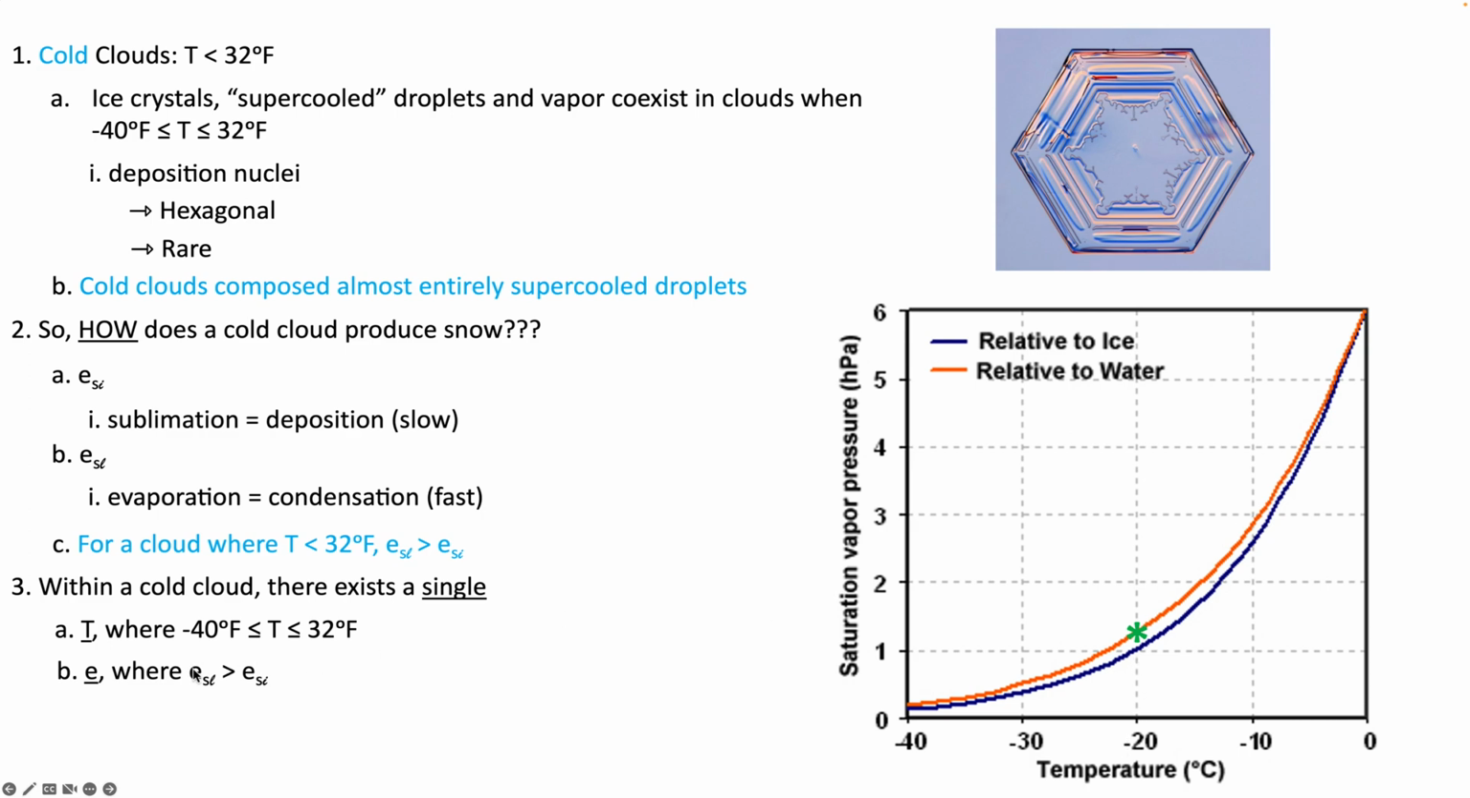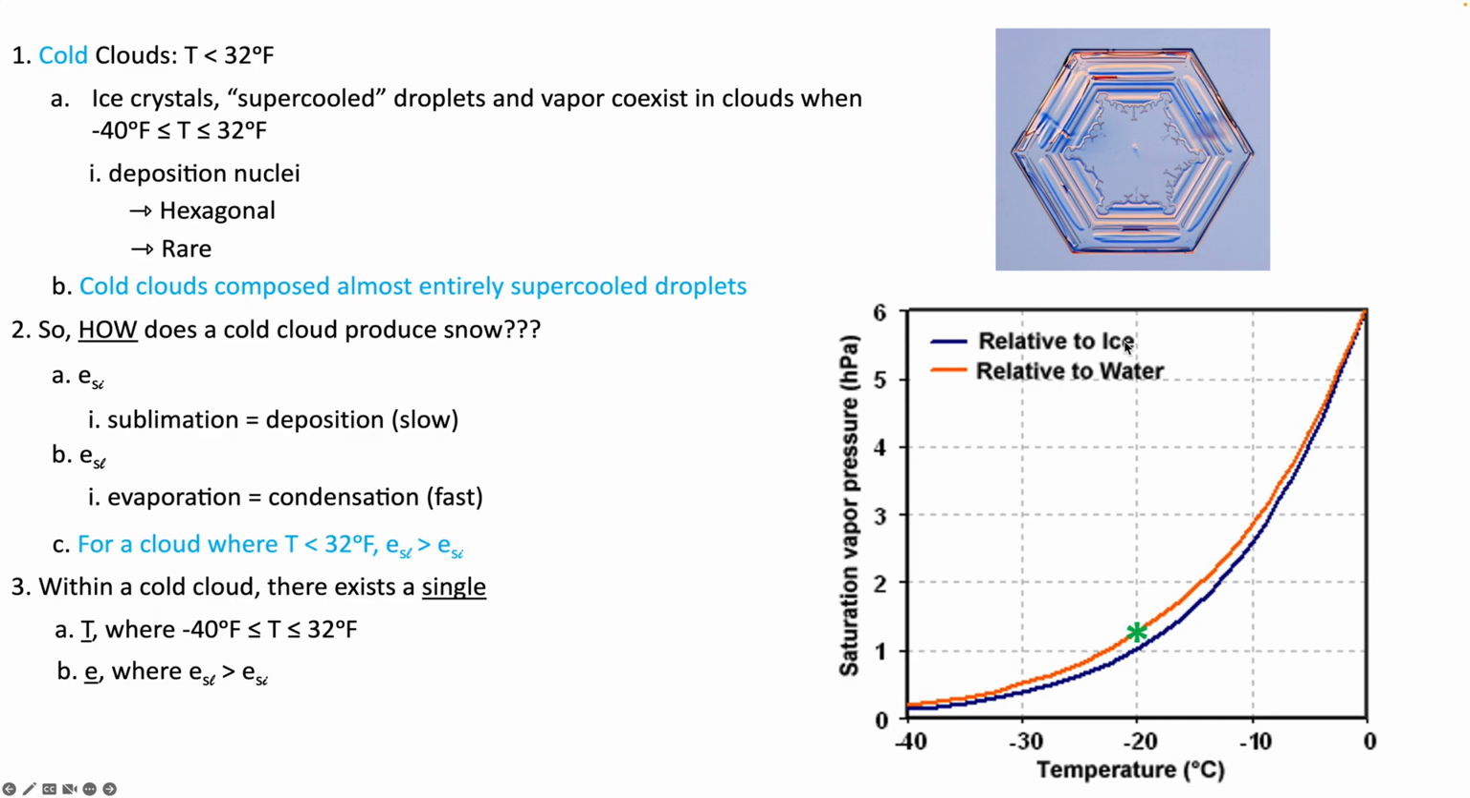So in a cloud, what we're going to see is that we have one temperature below 0 Celsius, one actual vapor content, and in any cold cloud, we're going to see that for this given temperature, the saturation vapor pressure of the air around liquid droplets is going to be greater than the saturation vapor pressure of the air around the ice crystals.